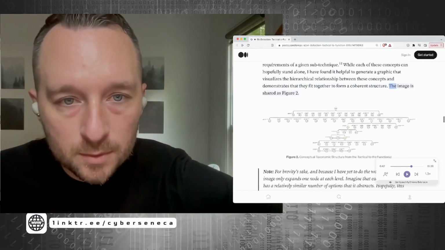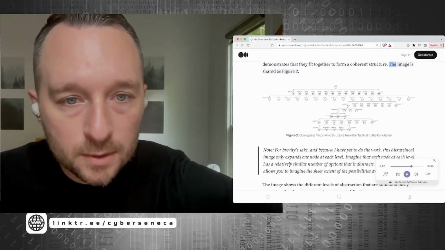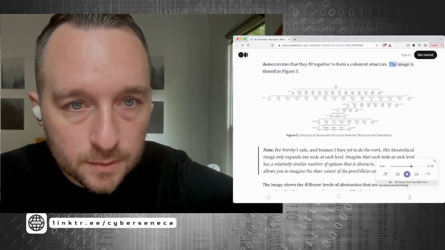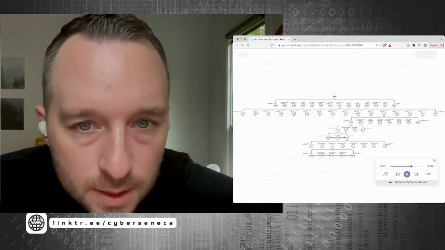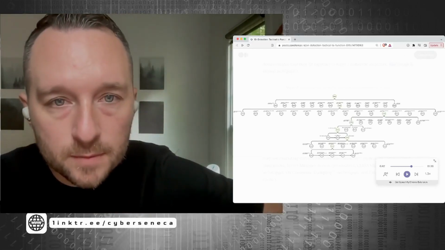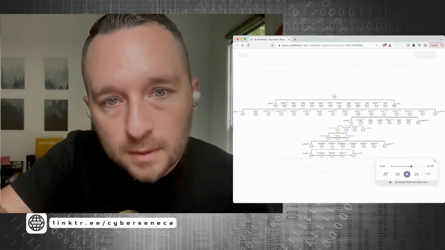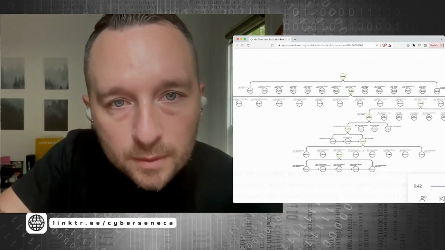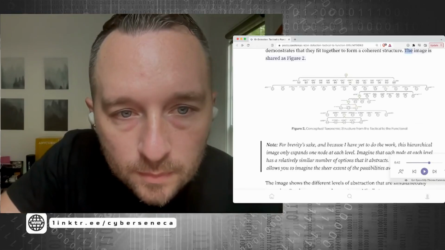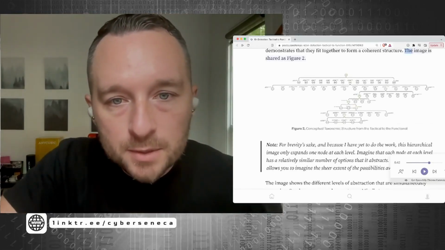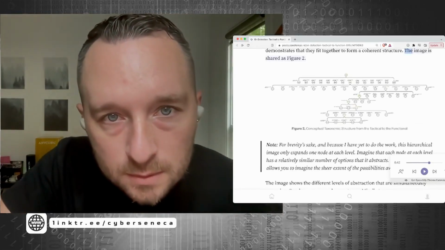Yeah, so here's the image, and I could try to zoom in on it, but let's see if I can. Attack, tactic. Can you even zoom in even more without ruining my OBS here? Okay. Crap. Conceptual taxonomy structure from tactical to the functional.